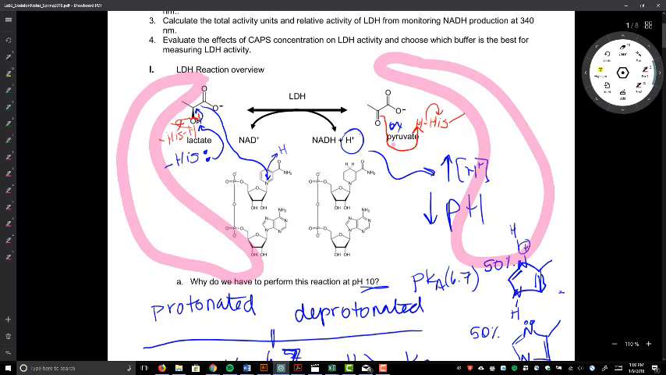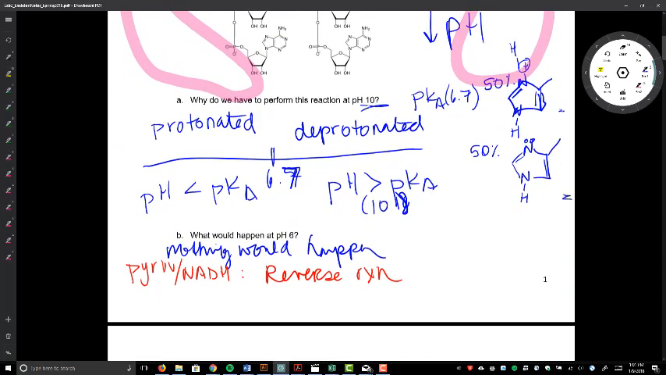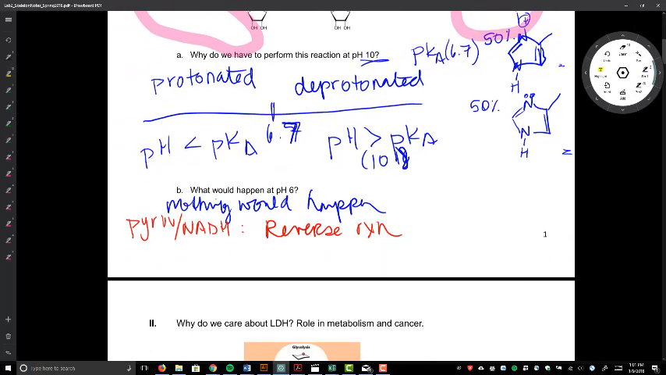And that will be the reverse reaction. So that would be the reaction, the pyruvate to lactate conversion that we would see at a pH of 6. But again, being at a low pH and having that protonated histidine blocks the lactate to pyruvate conversion. So that's why we need to have a pH of 10.